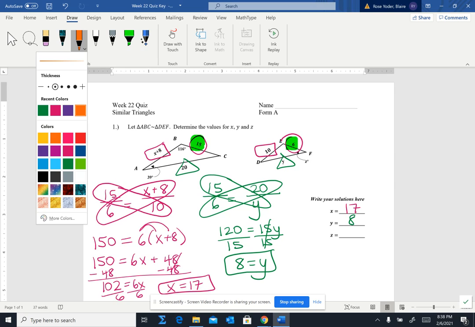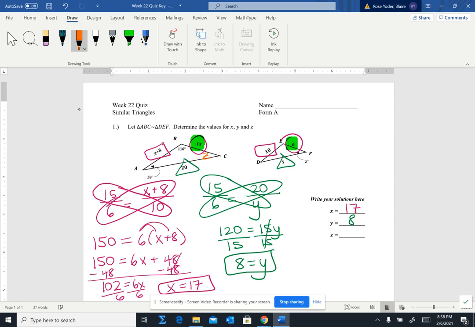Finally, it asked for z, and z didn't involve setting up any proportions because z is an angle measure. It's angle F. Angle F is congruent to angle C. So both of those have the same angle measure. So we have two angle measures, 39 and 116. So I'm going to add up 39 plus 116, not 16. 39 plus 116 is 155.